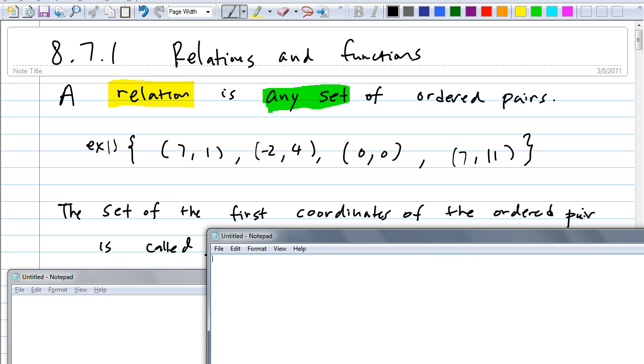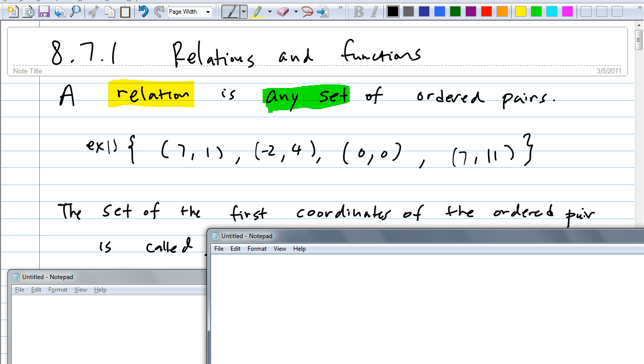So it turns out we have a name for the set of the first coordinates of the ordered pairs. You see my ordered pairs? Can somebody give me the set of my first coordinates? Is it 7 and 1? Oh, that's the first ordered pair. I'm talking about the first coordinate. If I were to just gather all the x's: 7, -2, 0, and should I do 7 again? I already said 7. So when it repeats, when you put them in a set, you only write it once.